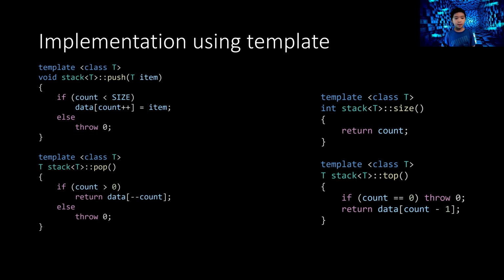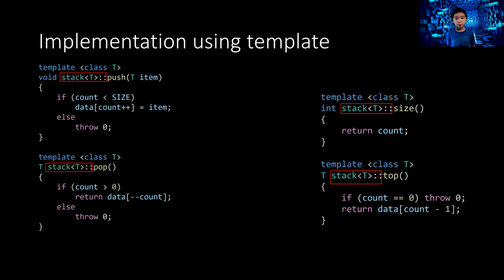Let's talk about the implementation of member functions. First, since the class is now a template class, instead of just using the class name to specify the namespace of each member function, we can use the class name with the placeholder T in angled brackets.